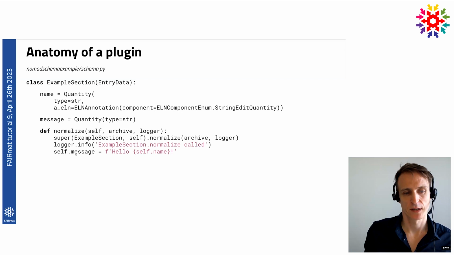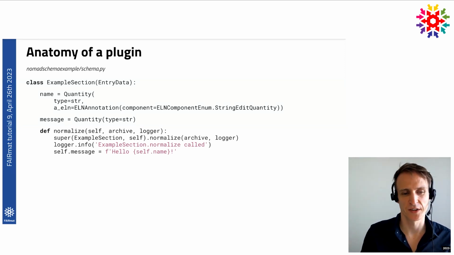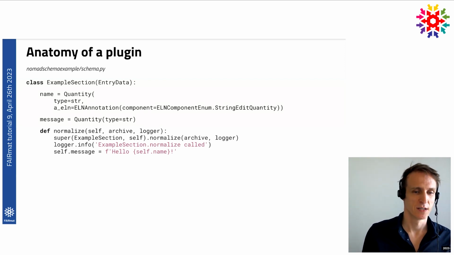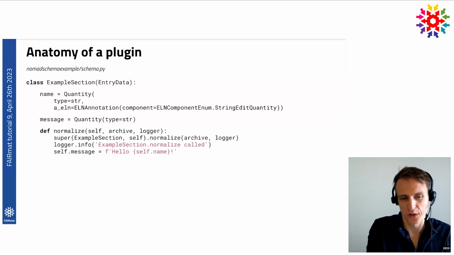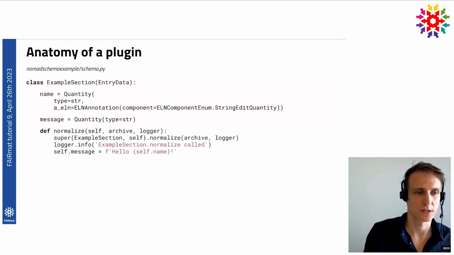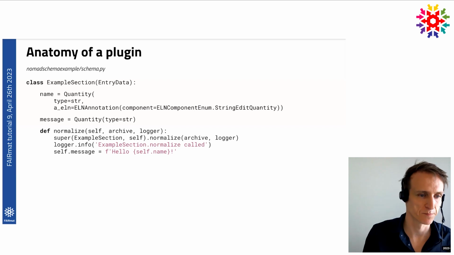And we basically say, okay, the message is hello, and then the name that is in the schema. And you can imagine when you run this in an ELN, what we want to see is that people enter their names, and then the message is created automatically from the name. It's just a very basic Hello World example, but it hopefully shows you the potential that with the Python schemas, you can basically take some of the inputs that the users provide you and then create more data out of this input.